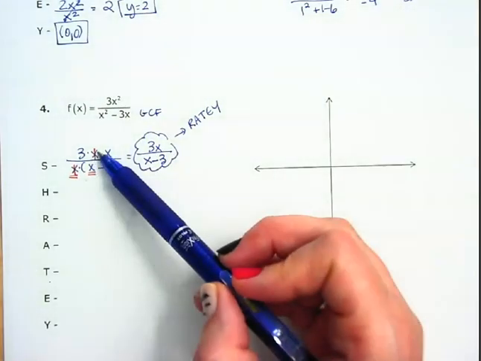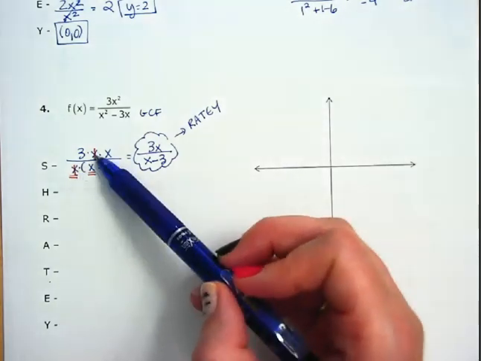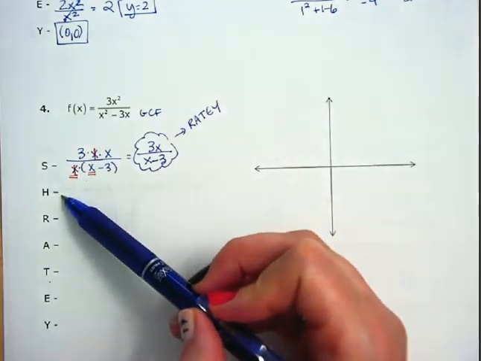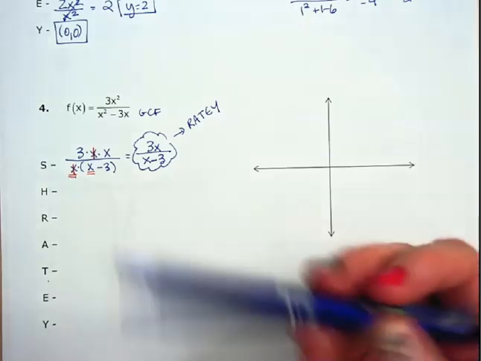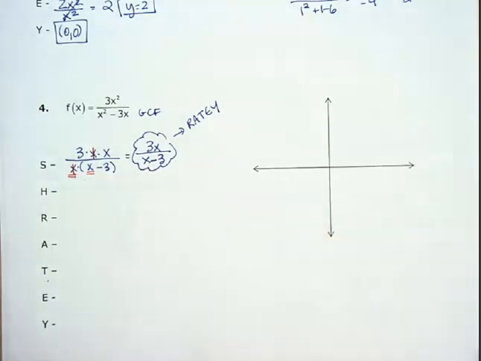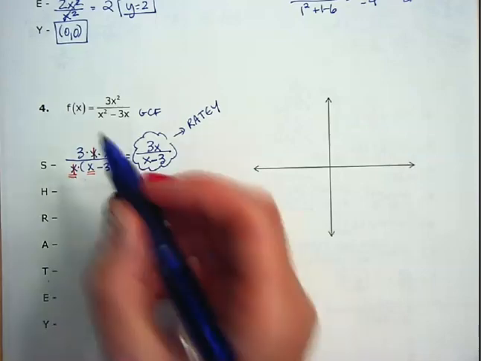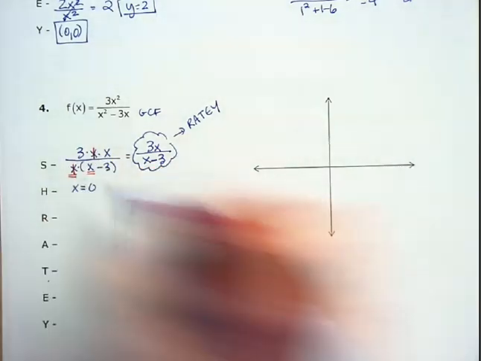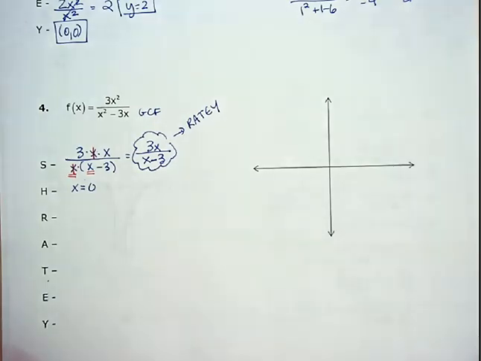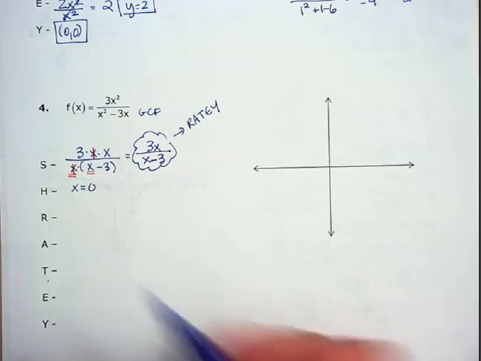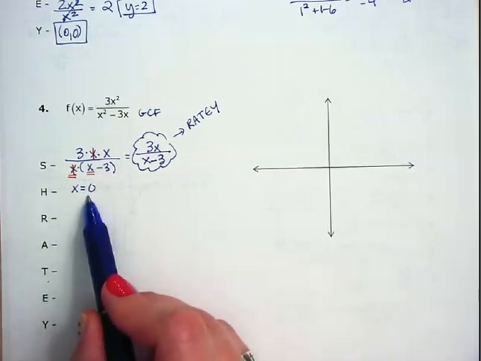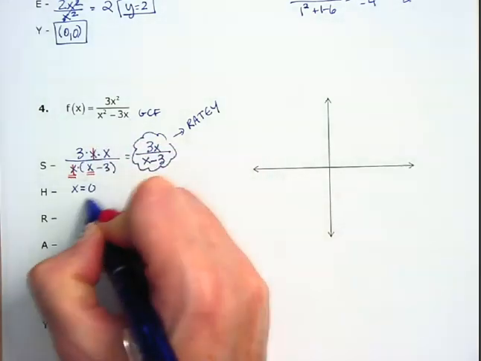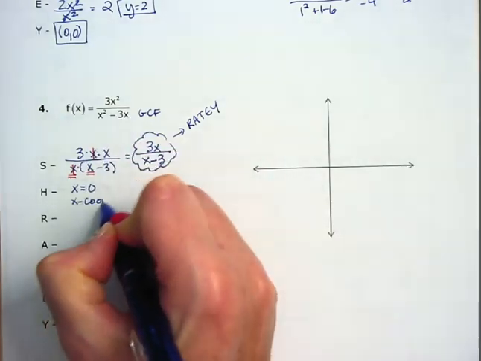What I am going to use the canceled x for is the whole step, figuring out the x and y coordinates for that. So if you follow your SHRATEY sheet, any factor that you cancel, you're going to set it equal to 0 and solve it. This is going to be the x coordinate for your hole or discontinuity. Now in this case, there's no more math I could do, so it's just x equals 0. So this is the x coordinate for the hole.